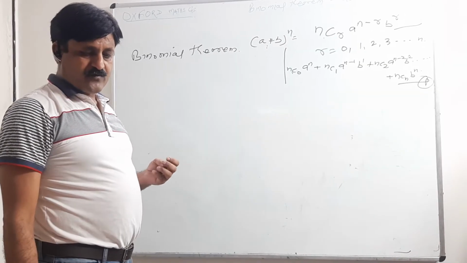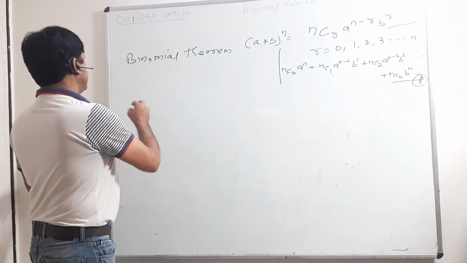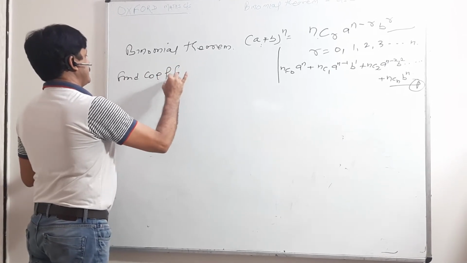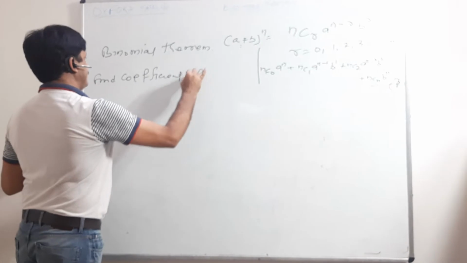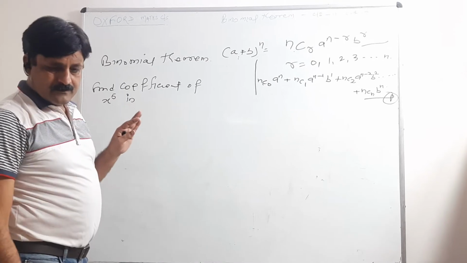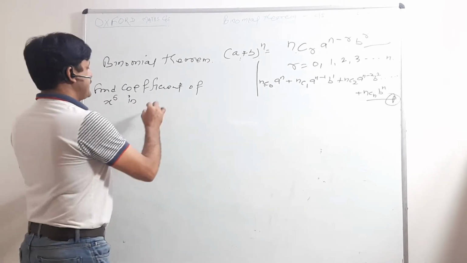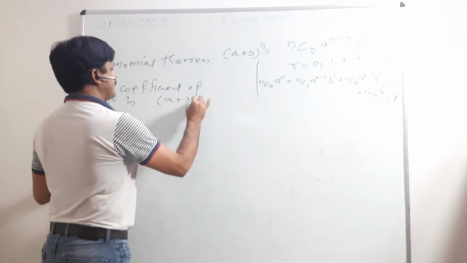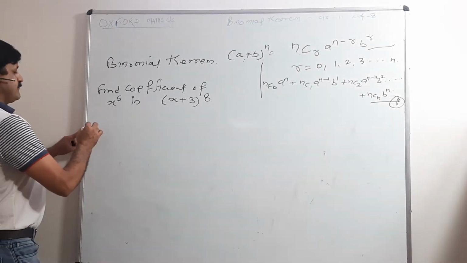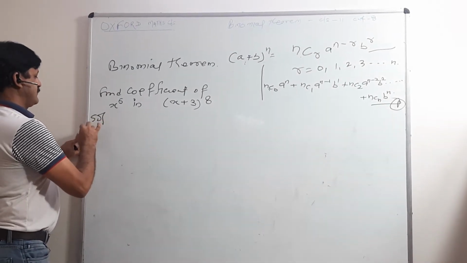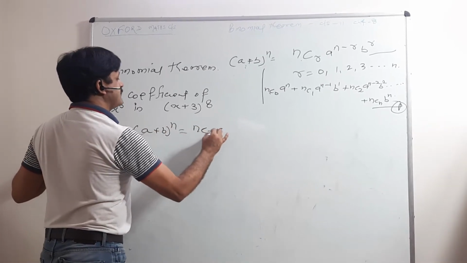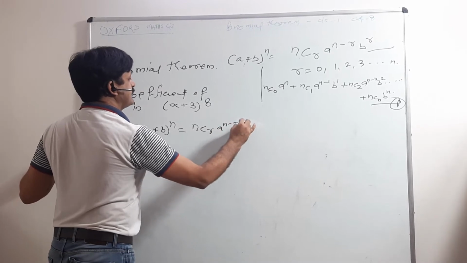Find the coefficient of x power 5 in x plus 3 whole power 8, by use of the binomial theorem. In the binomial theorem solution, a plus b whole power n is equal to nCr a power n minus r b to the power r.